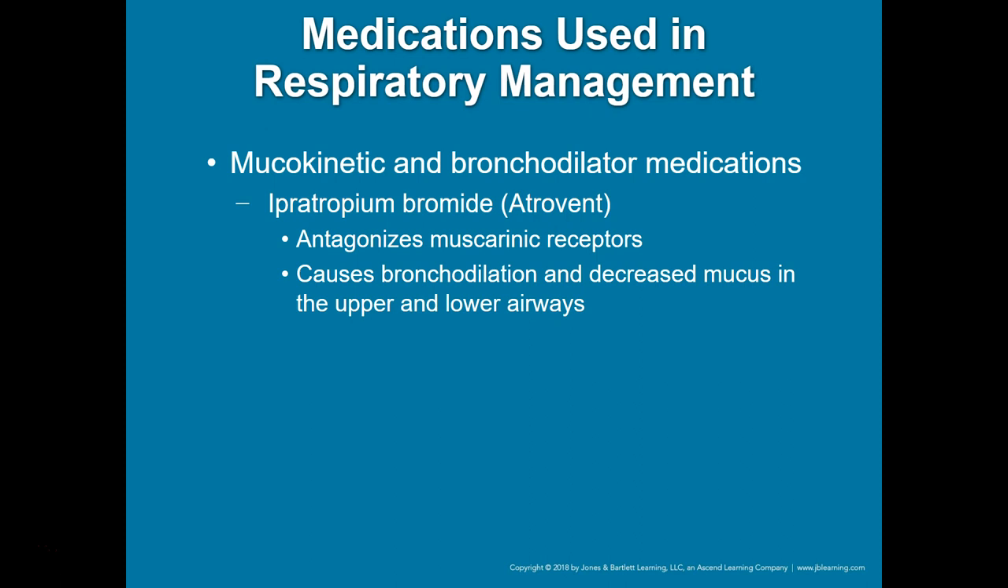Muscarinic and bronchodilator medications like Atrovent, it's going to be an anticholinergic. It actually antagonizes the muscarinic receptors, causes bronchodilation and decreased mucus in the upper and lower airways. So we give it along with albuterol for people who are having trouble breathing, but it's not working the same way. It's working on different receptor sites, and so they have that synergistic effect, and they work together and cause an increase in effect, kind of multiplies the effect of it. And it also decreases mucus, so it can dry up some of those secretions.